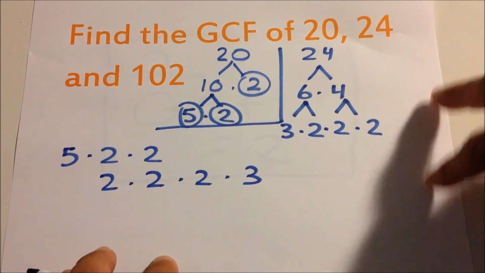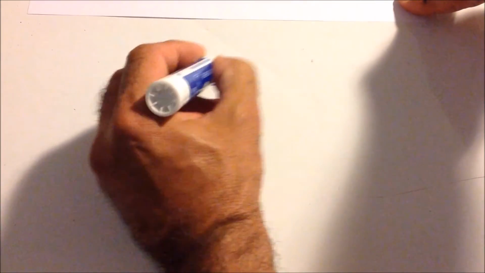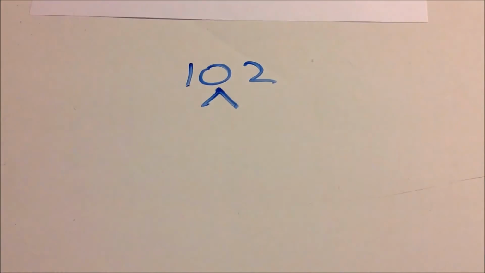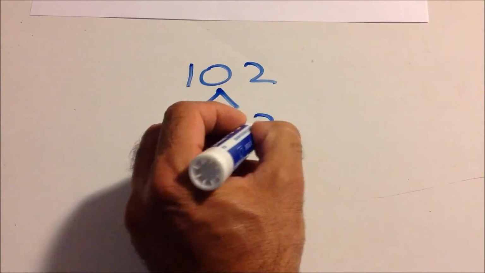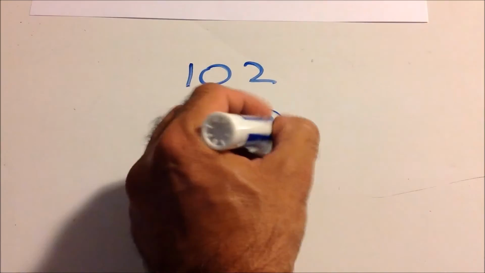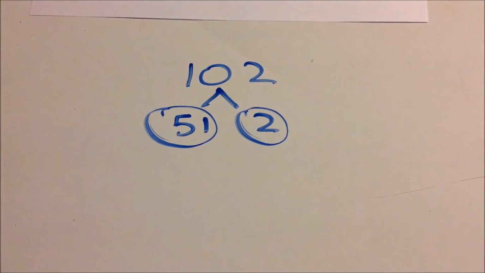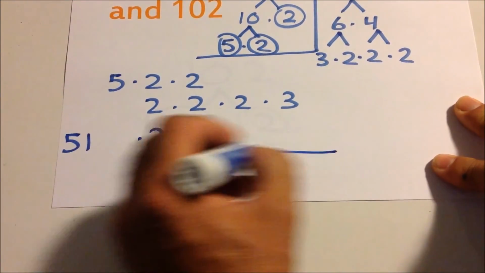Now we have to do 102. Okay, so let's do 102 over here. And you can break down 102. You can do 51 times 2 if you wanted. And it stops there. They're both prime numbers. Okay, so bring it back over here. Now we have 51 times 2.